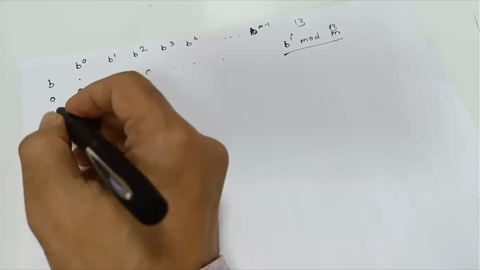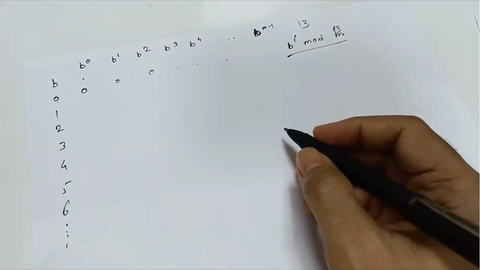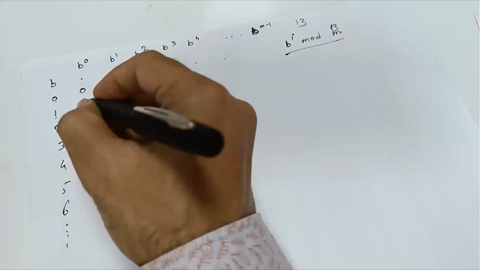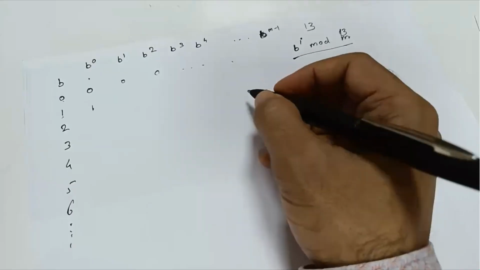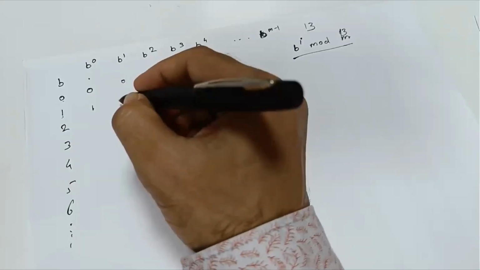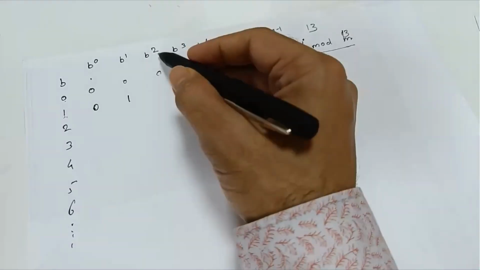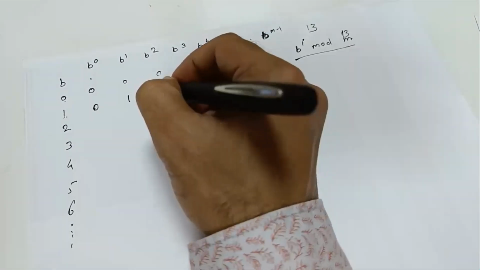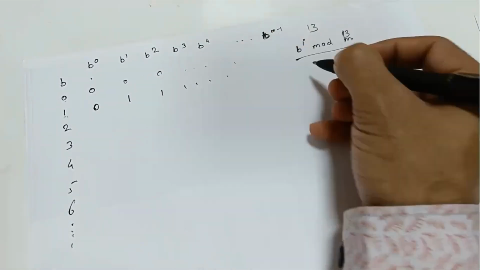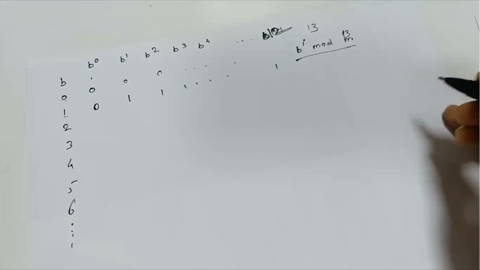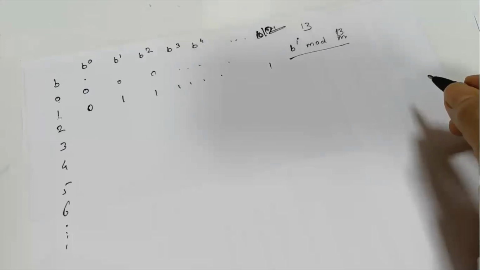So let us try with 1. 1 raised to 0 mod 13 will be 1. Then 1 raised to 1, I'm sorry, this will be 0, this will be 1. Then 1 raised to 2 mod 13 will again be 1, and so on. So all the values will be 1 till b raised to 12 here.